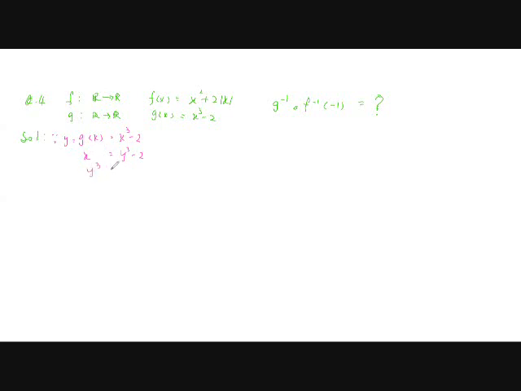So y cubed equals x plus 2. Then y, with power 1, becomes power 1 over 3, or the cube root. So y equals the cube root of x plus 2. This is the inverse of g of x.